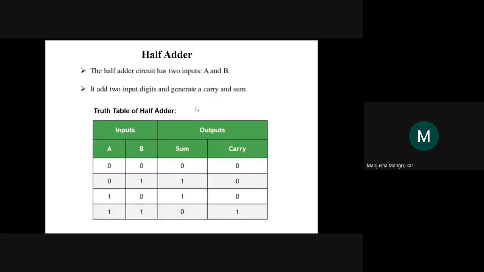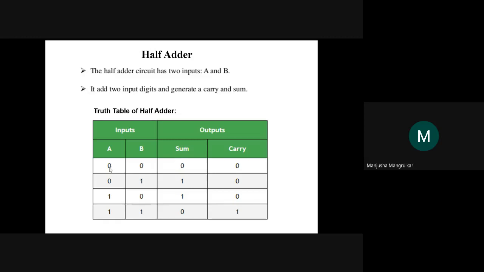What is the half adder? A half adder circuit consists of only two inputs. It adds two digital inputs and generates the carry and sum, and we are going to see how to design this half adder using logic gates. Now if two inputs A and B are there, what is the maximum possible condition? It is 2 to the power 2, that means there are 4 combinations, right?